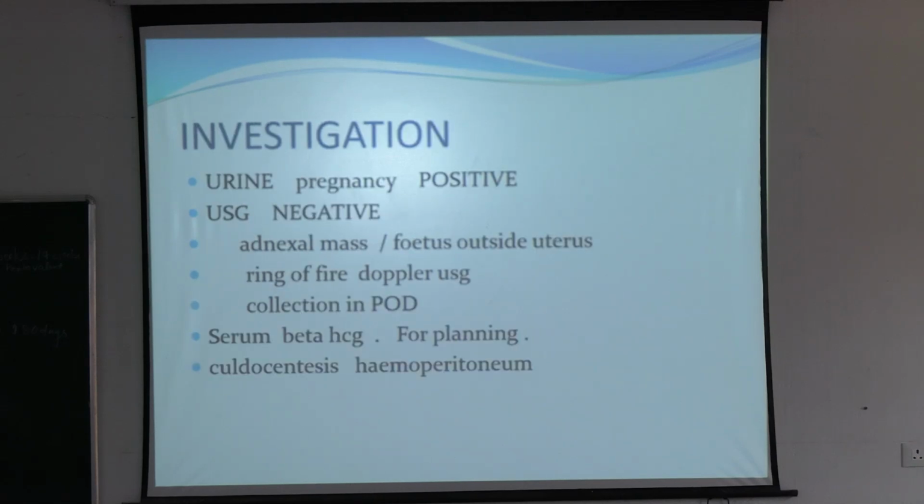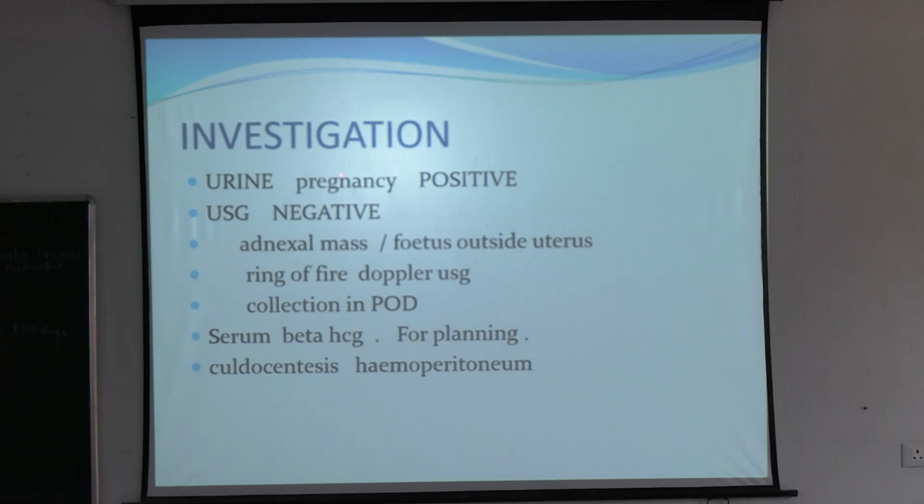Then investigations. What are the investigations we will go for where we suspect ectopic pregnancy? Always we start with the pregnancy test. Irregular bleeding PV, we go for pregnancy test. Is it positive or negative? If it is positive, then we suspect ectopic. If it is negative, it may not be ectopic, but may be ectopic also.